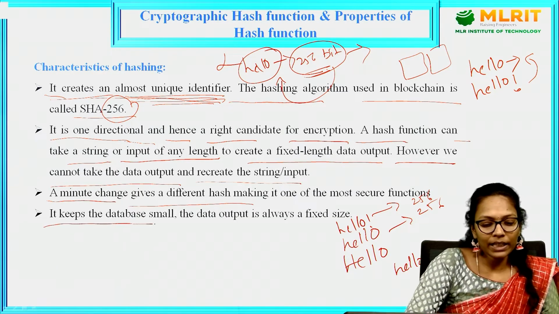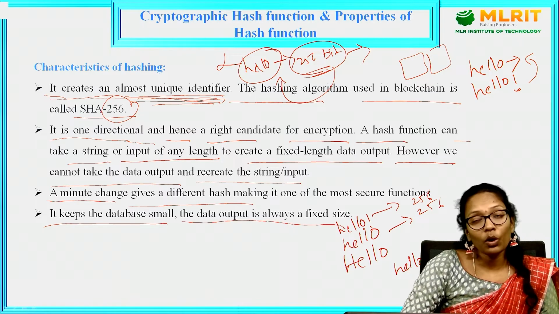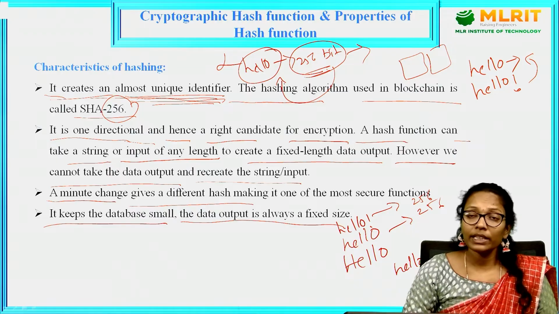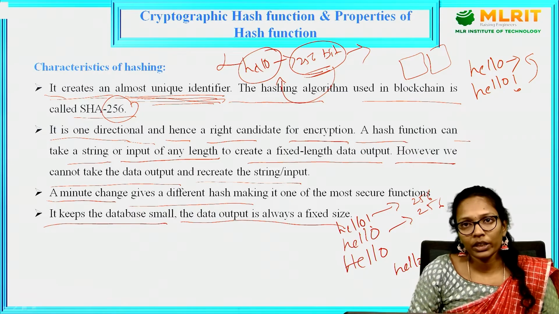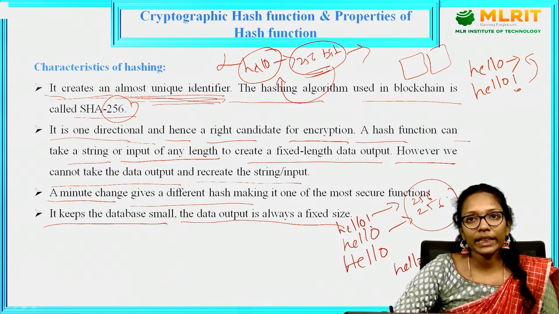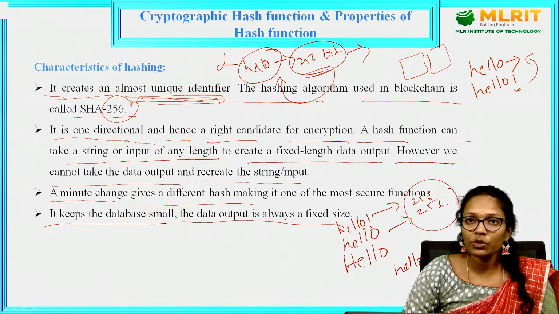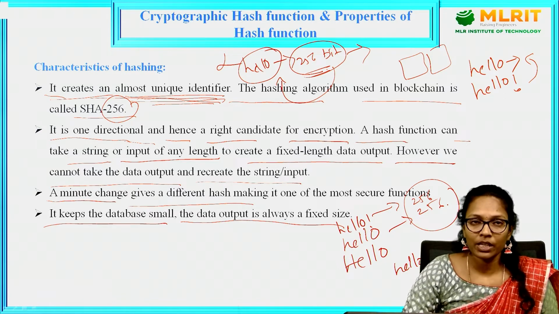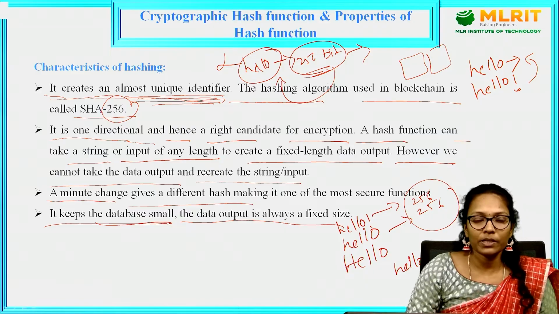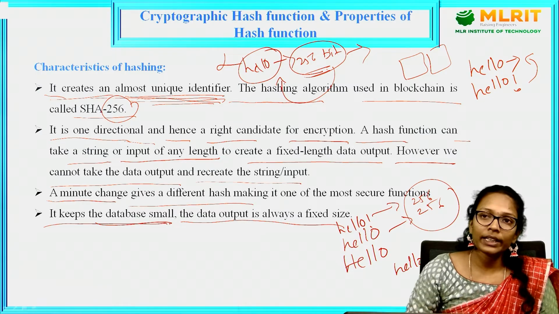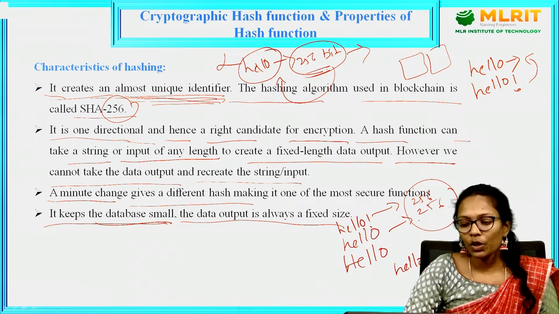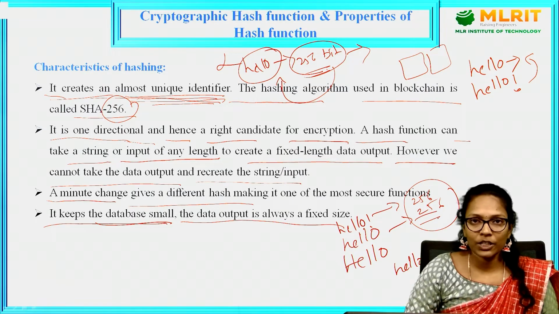And it keeps the database small. The output is always a fixed size, so it doesn't depend on the input size. The input size may be 100 characters, 200 characters, or the complete Oxford dictionary, but it will store the data in the form of a hash value only, which is of length 256 bits. So by using this approach, you can maintain a small database. Why? Because if you want to store 100 or 1000 characters of data, instead of storing the 1000 characters, you are maintaining a 256-bit hash value for that.